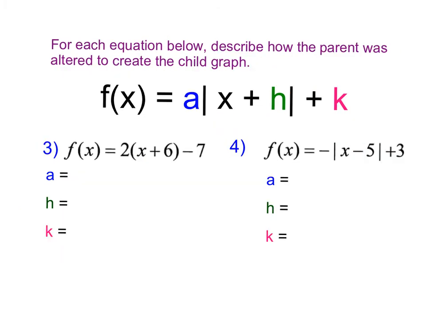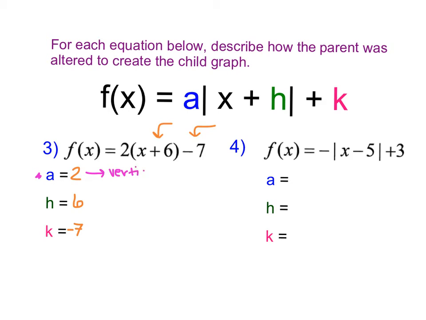So two new parent functions to look at here. So in number 3, let's dive right in. We notice that our a value out in front is 2. Our h value inside of the parentheses with x is a positive 6. And our k value on the outside here is a negative 7. So if we now start looking at how a, h, and k are going to alter our graphs, a is how we vertically stretch and shrink. So this 2 means that a is causing this parent graph to get 2 times as tall, which means we're going to stretch it up and make it taller.